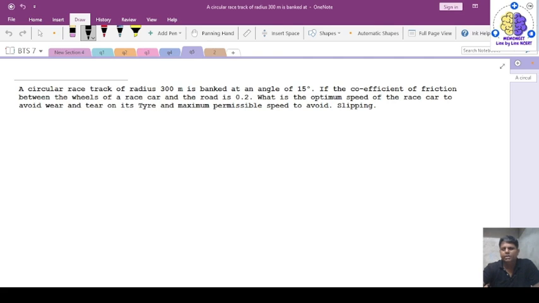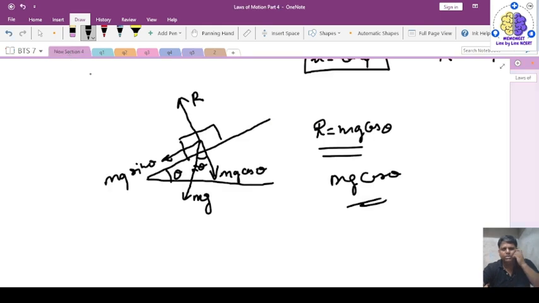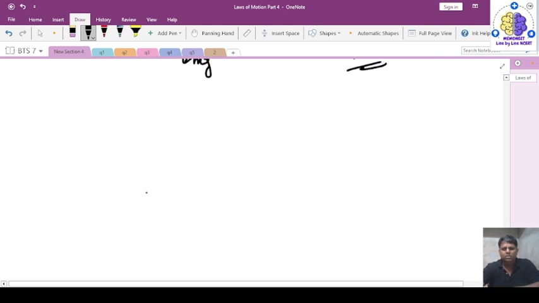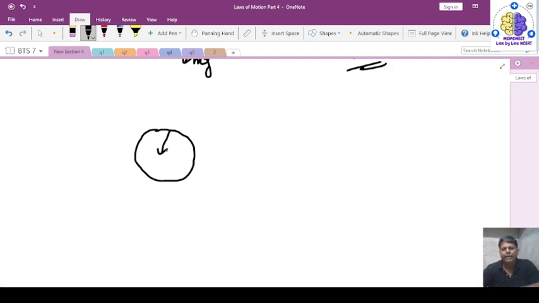So the next numerical is related to something else. So let's see this concept first. The very first thing is, if a body is under circular motion, right? If a body is moving in a circular motion, it has to experience a centripetal force, right? A force which is acting radially inwards, right? Without any centripetal force, there cannot be a circular motion.